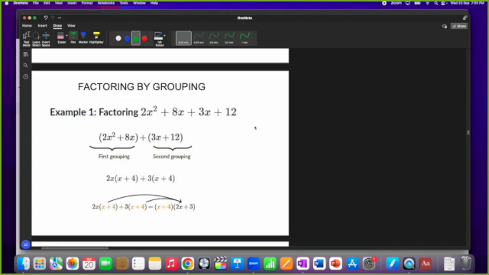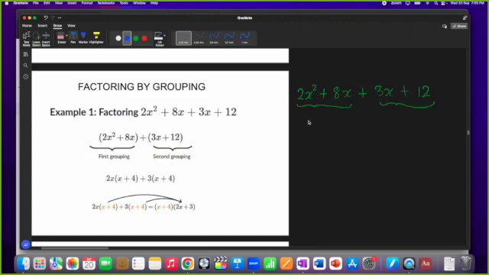Factorizing by grouping. Yeah. So, you can see here I have 2x squared plus 8x plus 3x plus 12. Yes, I could add the 8 and the 3 to give me 11, but I'll leave them separate because now I have 2 groups. I have this group and I have this group, and they're separated by a plus sign here. I could actually work these 2 groups separately. It's called factorizing by grouping.